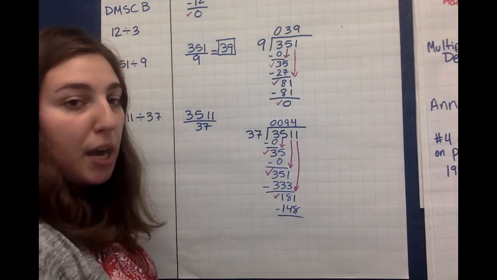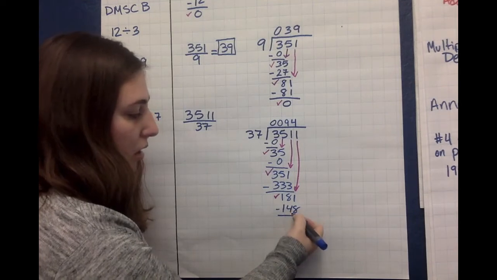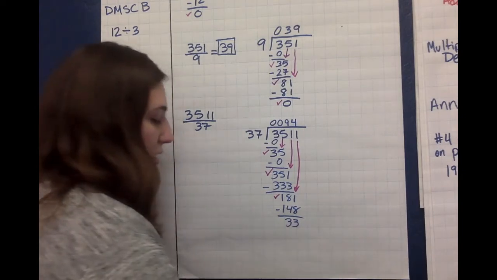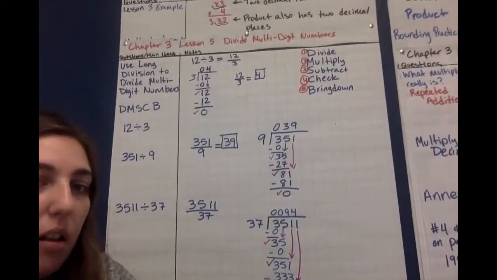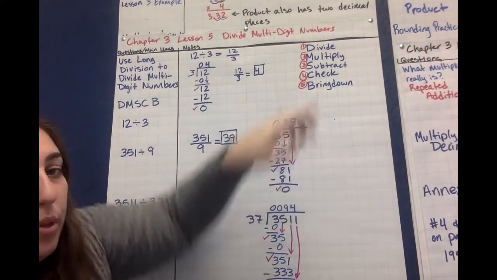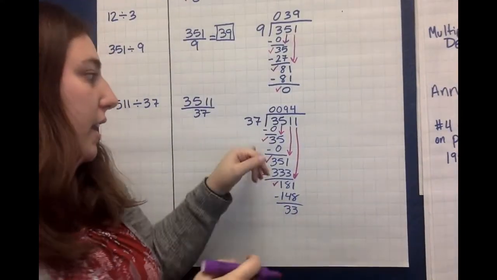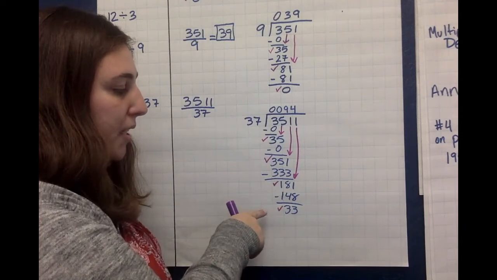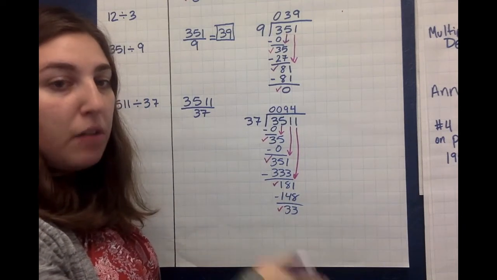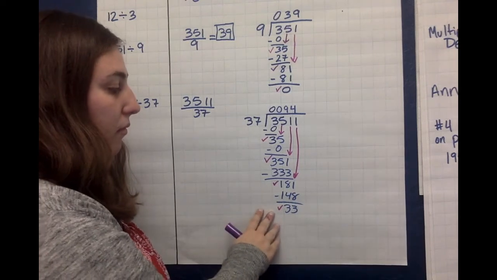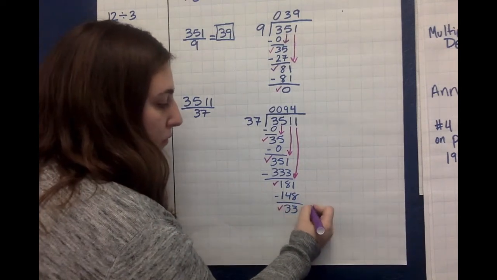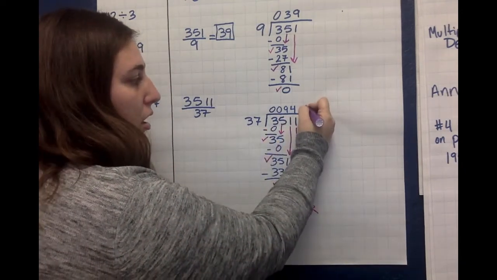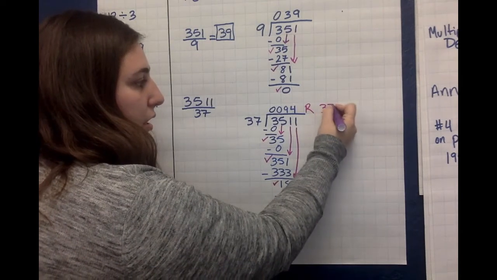Okay, so now I'm going to subtract. I believe that's 33. Now I'm going to check. I've completed all of those steps. Okay, I'm on the check and then the bring down. So is 33 less than 37? Yep. So that means I did my multiplication right and my subtraction. Now do I have anything to bring down? No. So I'm going to have a remainder. So my answer is going to be 94 with a remainder of 33.